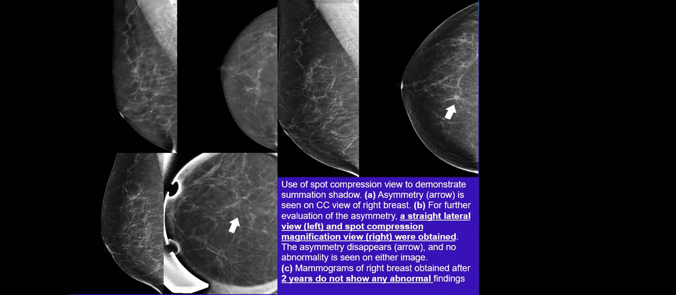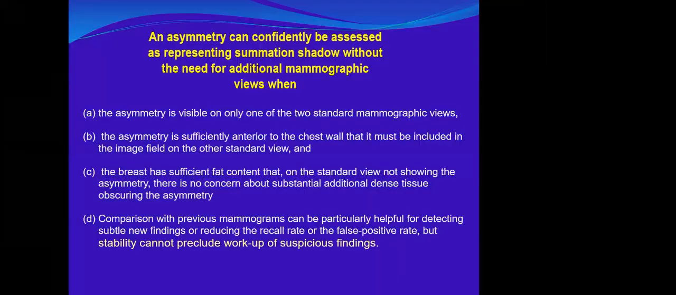Well done. What else? Okay, so an asymmetry can confidently be assessed as representing a summation shadow without the need for additional mammographic views when the asymmetry is visible on only one of the two standard mammographic views, and it is sufficiently anterior to the chest wall that it must be included in the image field on the other standard view, and the breast has sufficient fat content that on the standard view not showing the asymmetry there is no concern about substantial additional dense tissue.